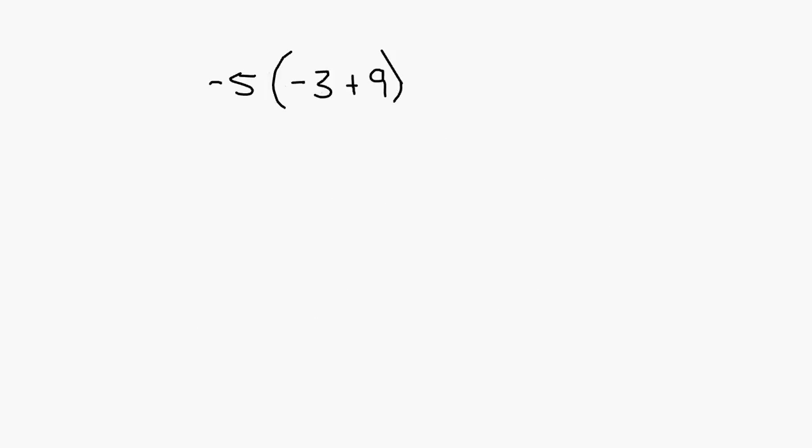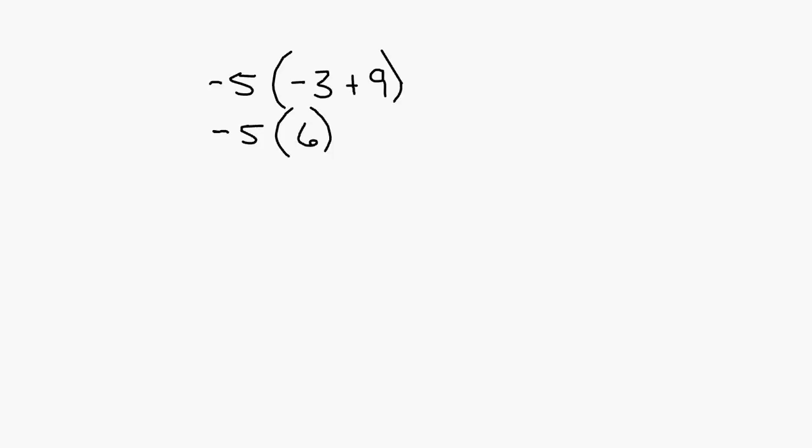Okay, so -5, a number next to parentheses. What does that mean to do, Davion? Good, it means to multiply. So in this case, you're going to do what's in the parentheses first. You're going to take -5 and multiply it by (-3 + 9). -3 plus 9 is 6.